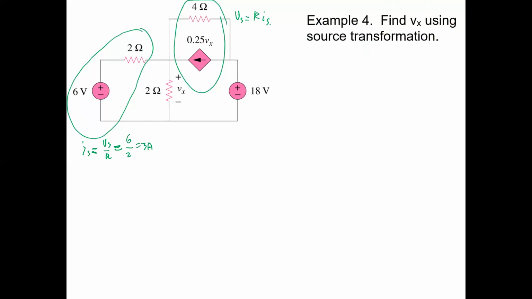And we have an R, and we have a current source that has a current of 0.25 Vx. A little confusing when you have a voltage-controlled current source, right? The Vx is controlling that current source, though. There is some unit conversion with that constant 0.25. So IS is 0.25 Vx. So Vs, the voltage source equivalent for this thing, would have to equal 4 times 0.25 Vx. And that means it's just Vx.